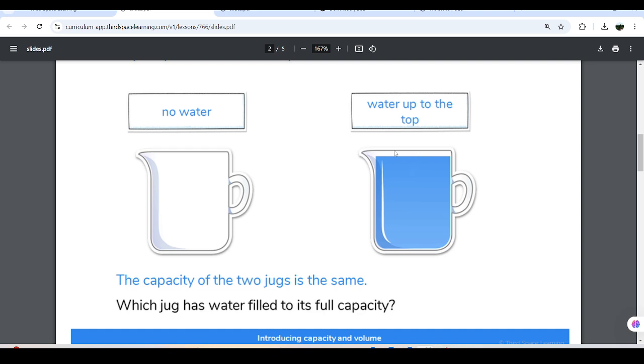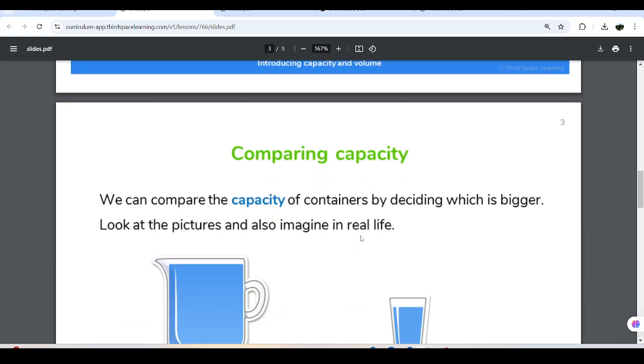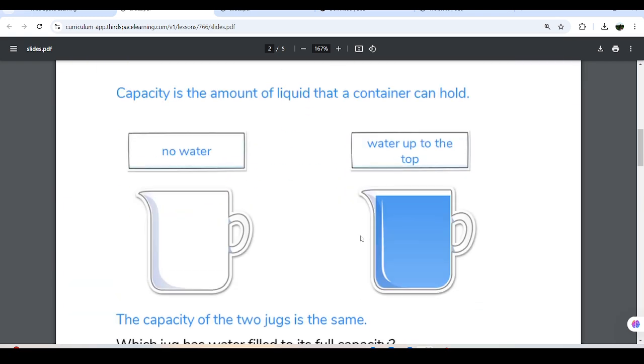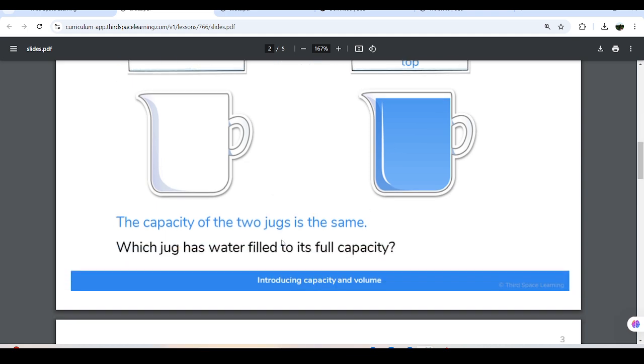If I fill it with more liquid, let's suppose it is filled with juice, and I pour some more juice, would this container be able to hold it? No, because it is filled to its full capacity. We cannot add any more. So see, capacity is the same for both of them, even if there is something inside the container or if it is empty.